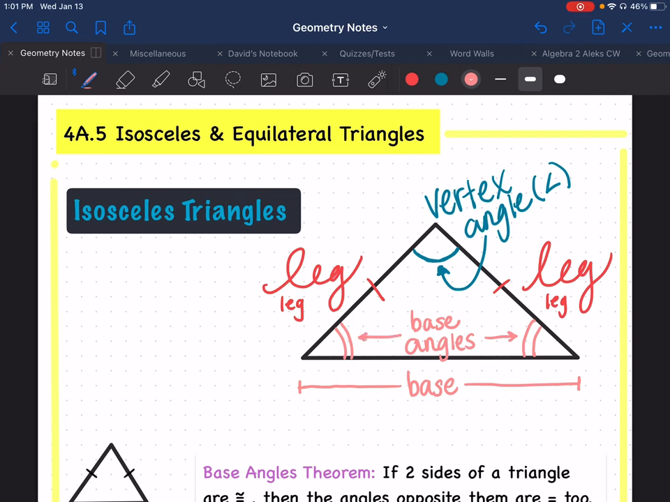Notice that the base angles always touch the base and one of the legs. So as you look at them, they always touch the base and one of the legs. The vertex angle only touches the leg and the leg, the two congruent sides. Okay, this is my isosceles triangle.